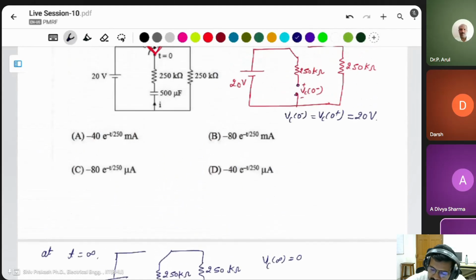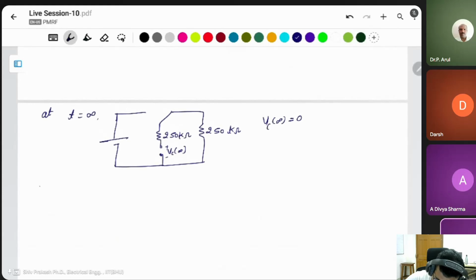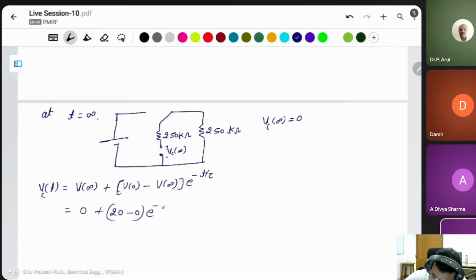Okay. Initial value is 20 volt, final value is 0 volt. Then what is the voltage equation? Final voltage plus initial voltage minus final voltage into e to power of minus t by tau. Final voltage 0, initial voltage is 20 minus 0, e to power of minus t by tau. This will be 20 e to power of minus t by tau. Okay.